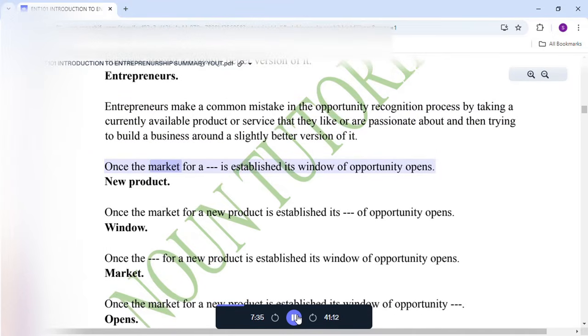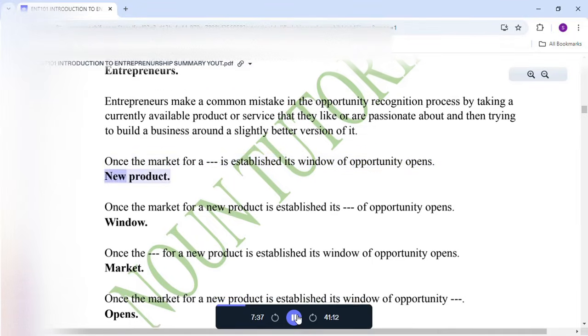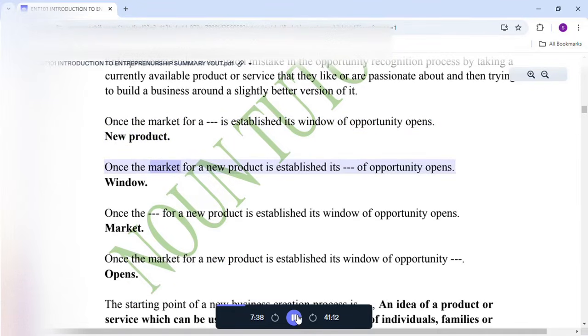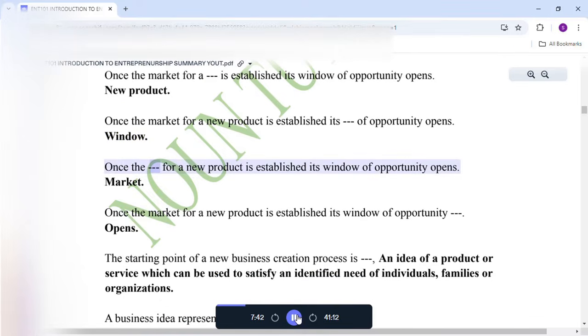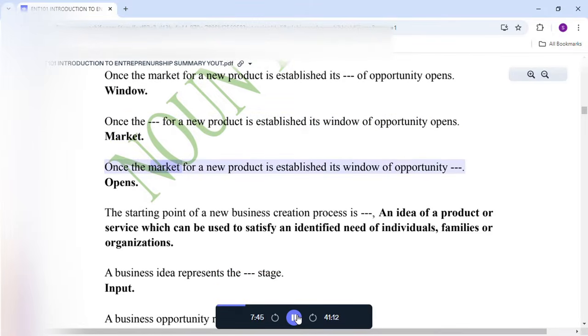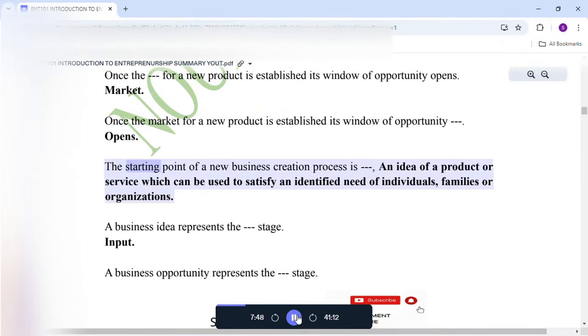Once the market for a new product is established, its window of opportunity opens.